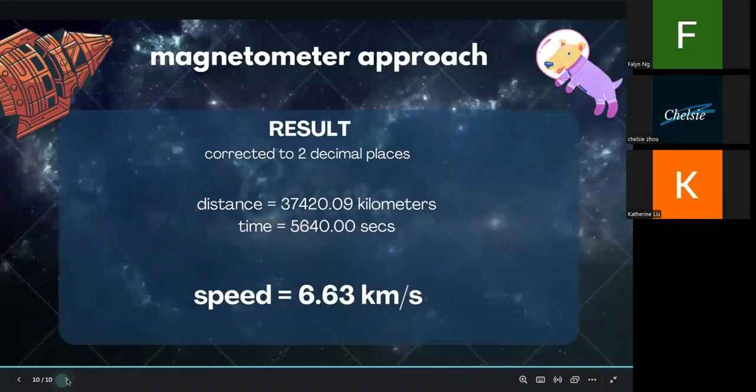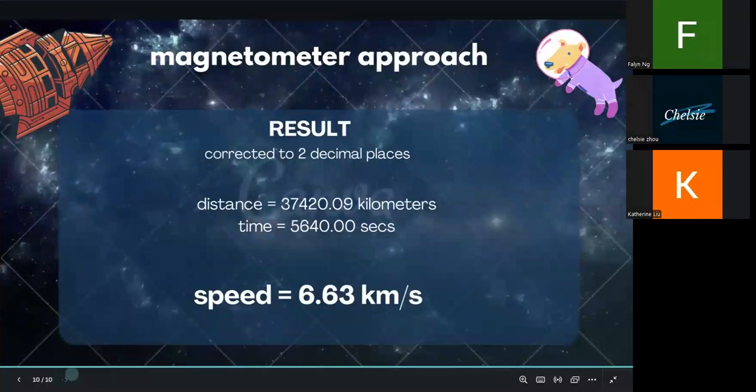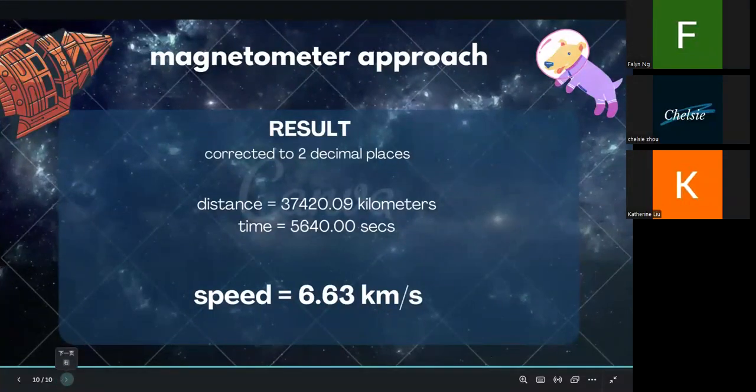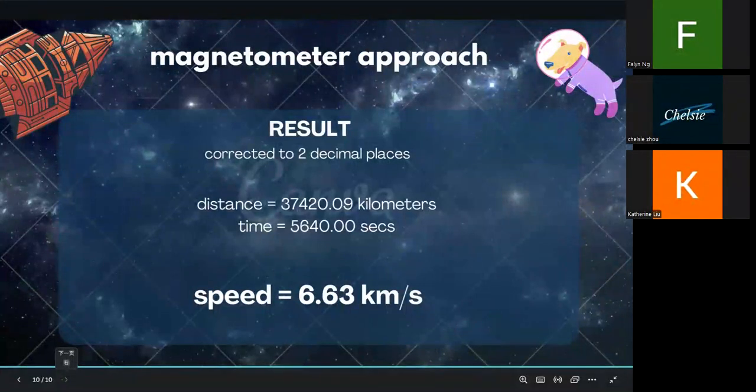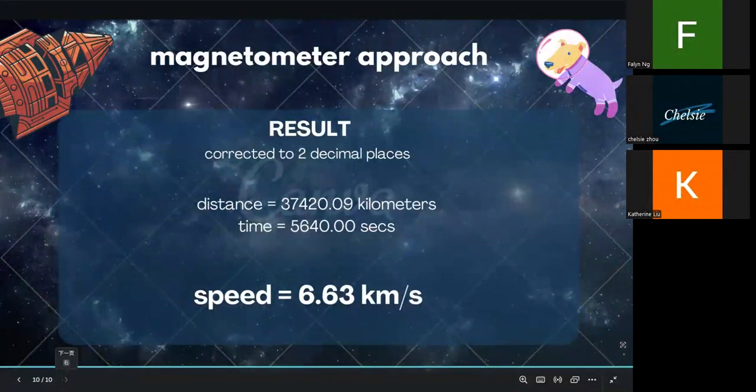So as a summary, our result is corrected to two decimal places. The distance is 37,420.09 kilometers, and time is 5,640 seconds, which means the speed is 6.63.